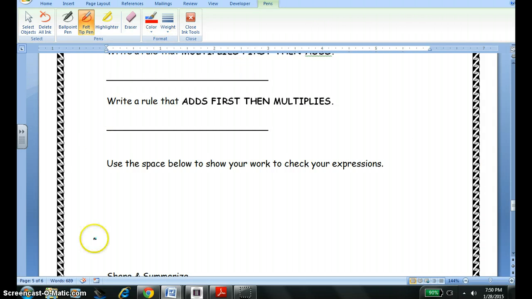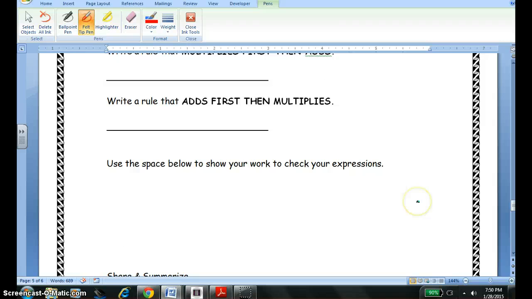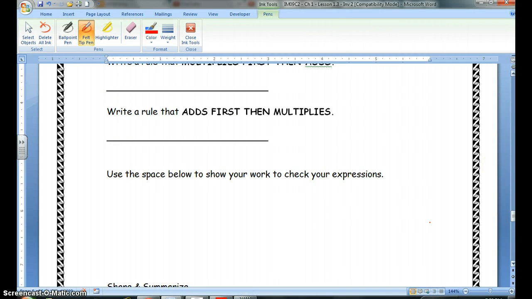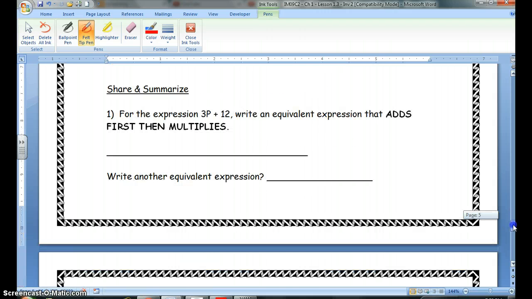Expressions that, did I finish writing? Did I finish this already? Apparently I did. Yes, I did finish it. Just couldn't find the record there. But I'm looking for equivalent expressions. That's what you're going for.